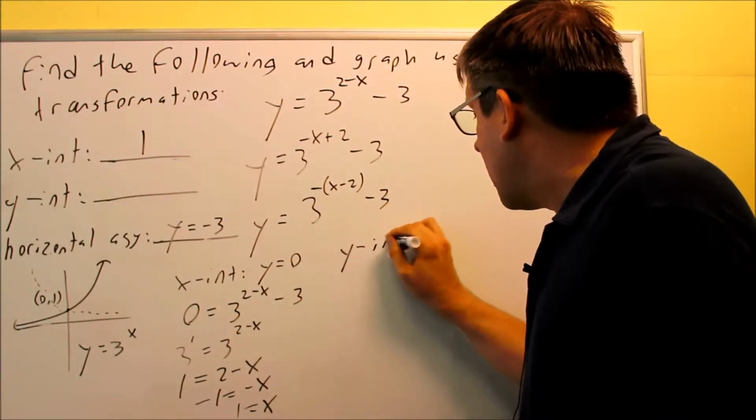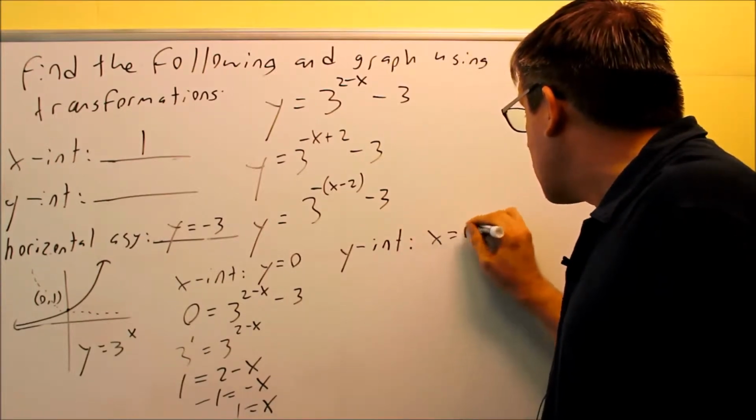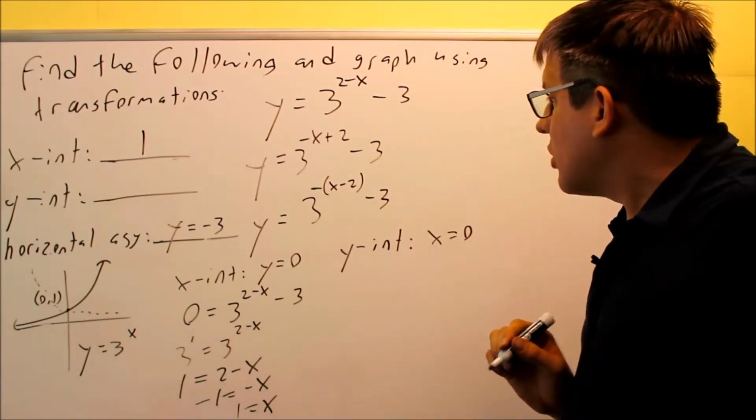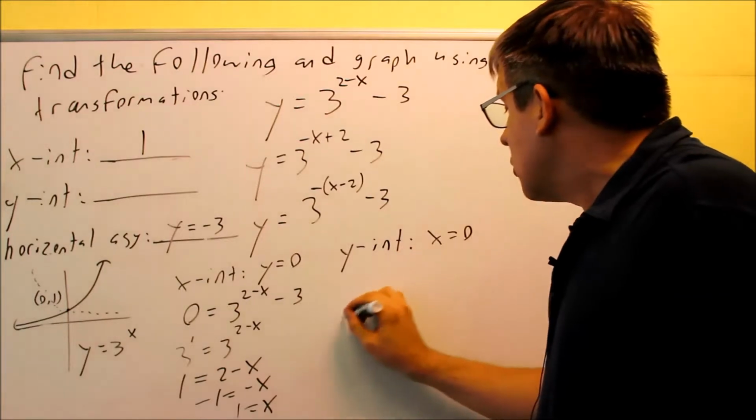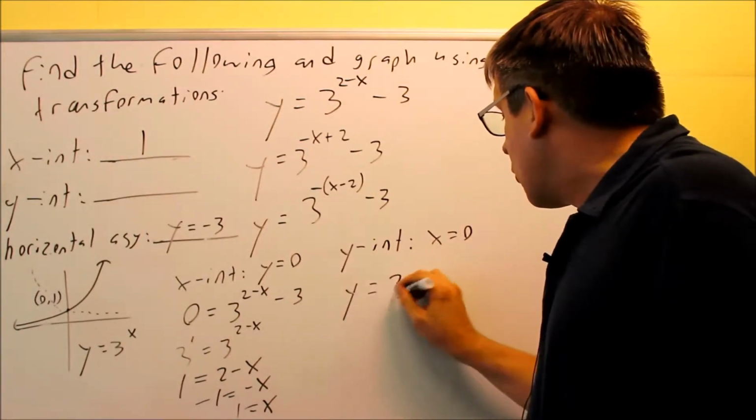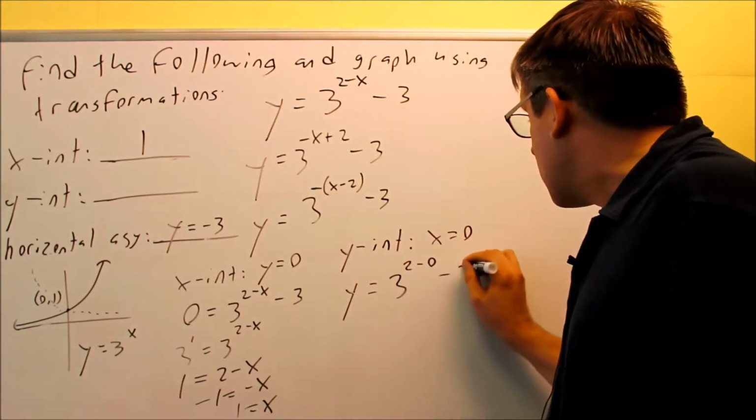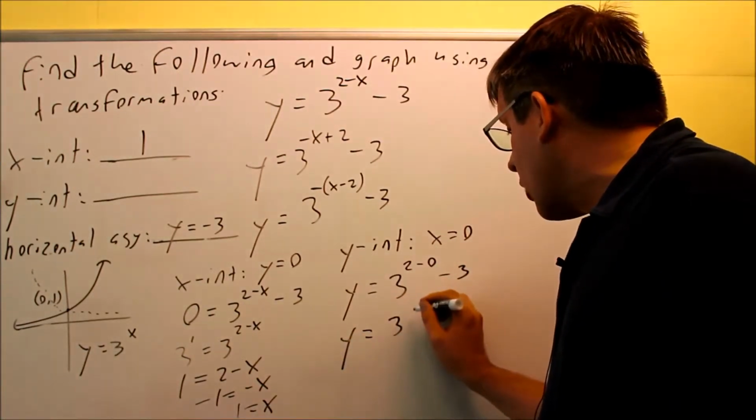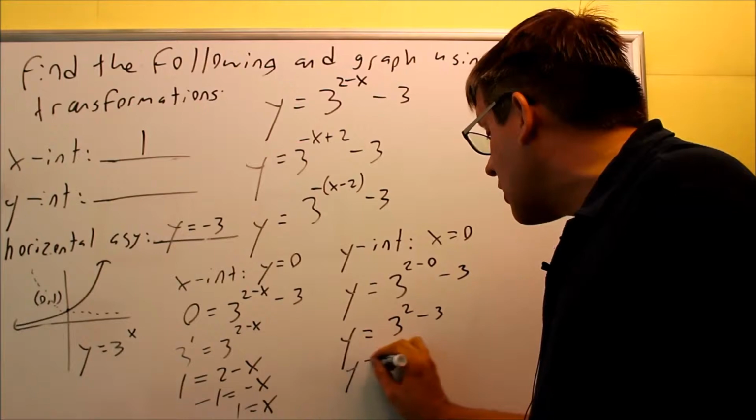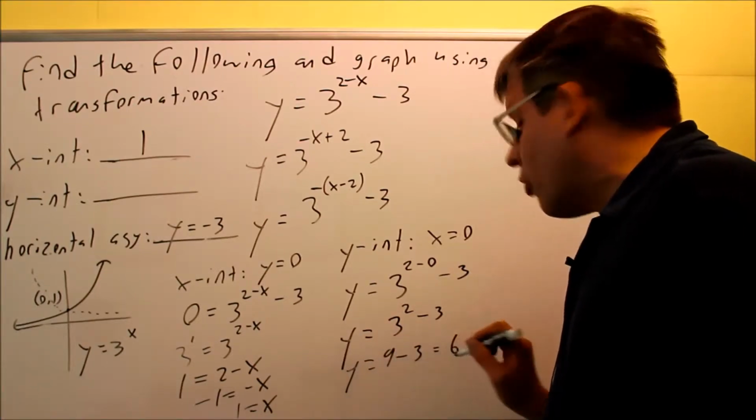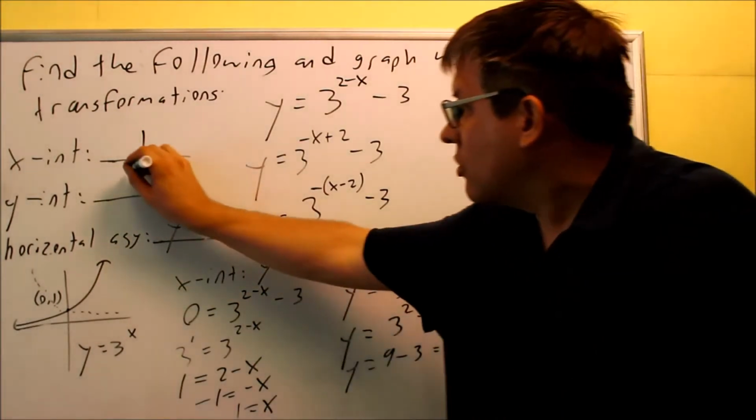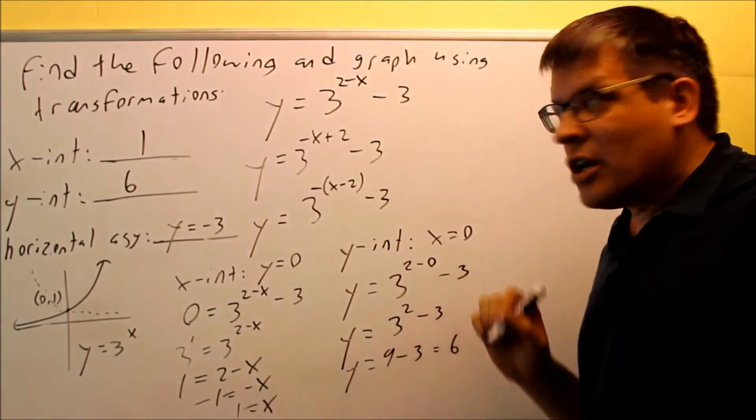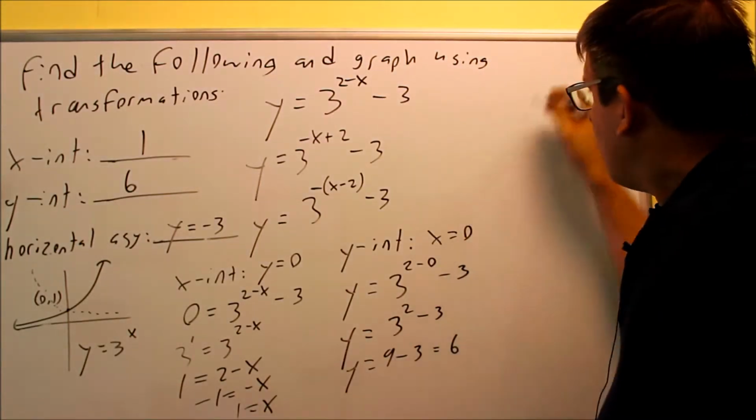Next, I want to find my y-intercept, and that's where I put in a 0 for x. Once again, I'm going to use the original equation there. So I have 3 to the 2 minus 0, minus 3. y equals 3 squared minus 3, which would be 9 minus 3, which is 6. So the y-intercept is going to be 6. Now let's put all the information together.